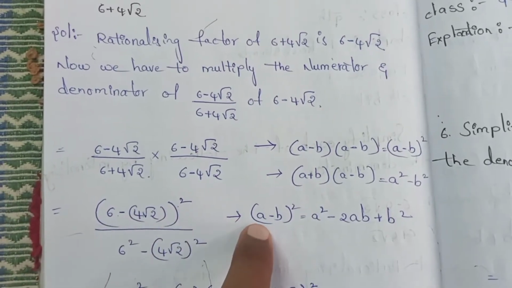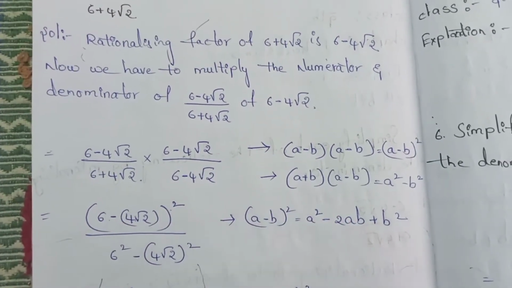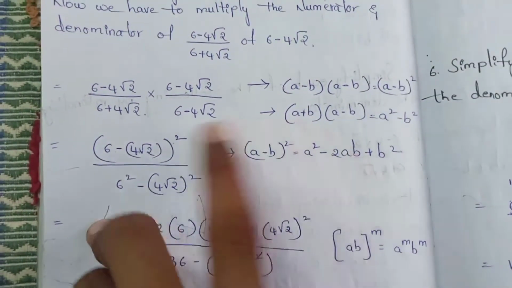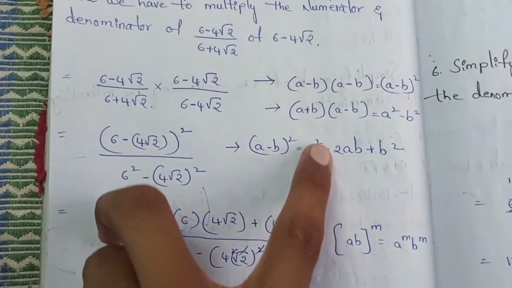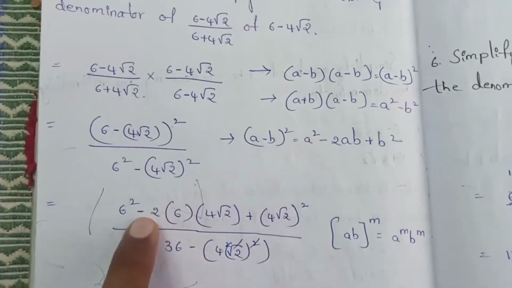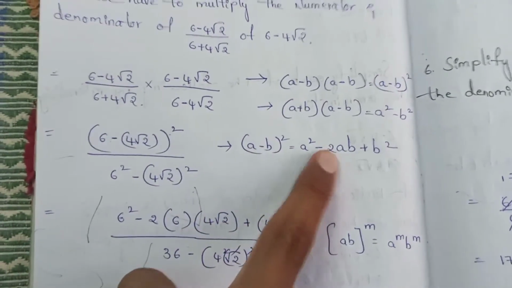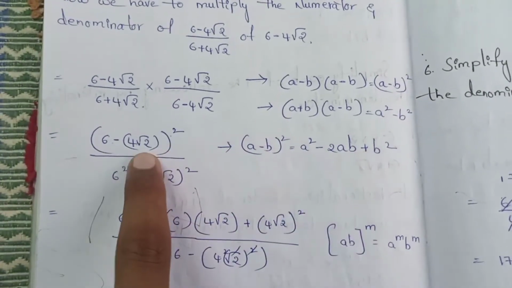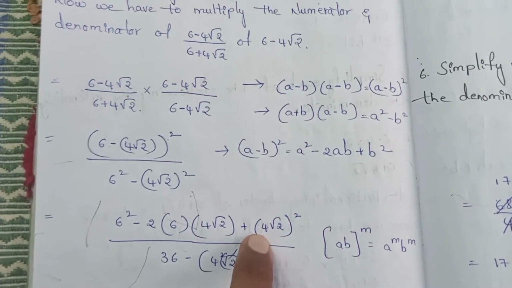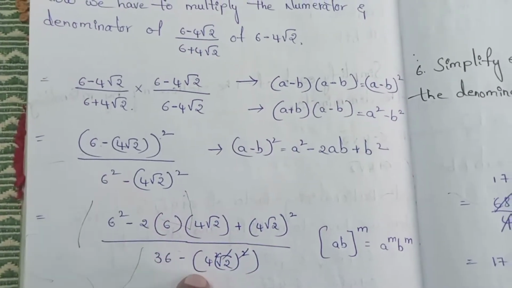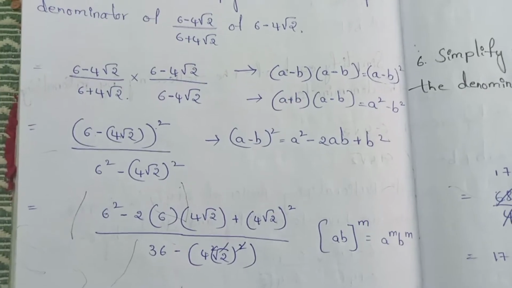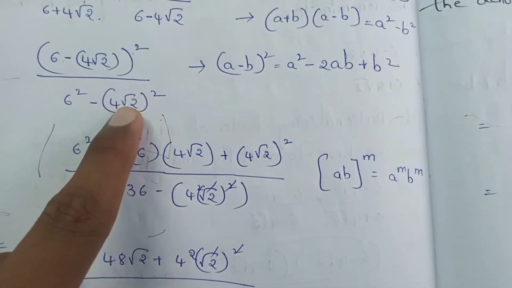You already know that a minus b whole square is equal to a square minus 2ab plus b square. Now we have to write a minus b whole square in the form of a square minus 2ab plus b square. A square means 6 square, minus 2 into a, which is 6, into b, which is 4 root 2, plus b square means 4 root 2 whole square. 6 square is 36. See here, 4 root 2 whole square.